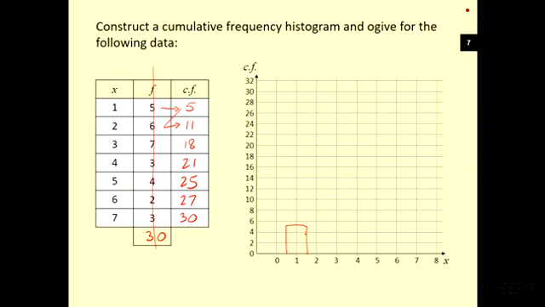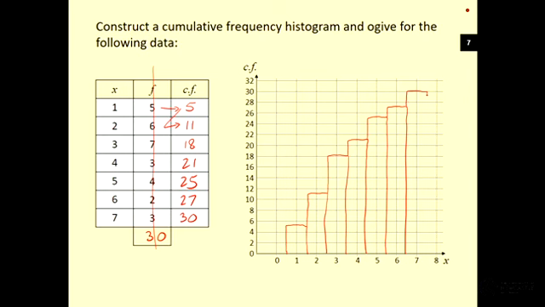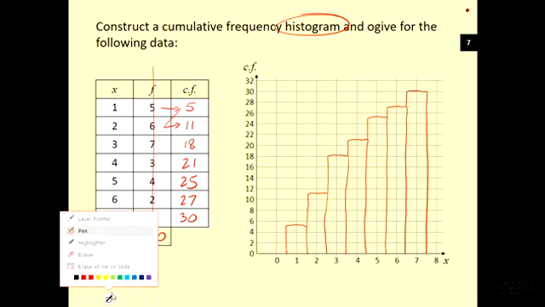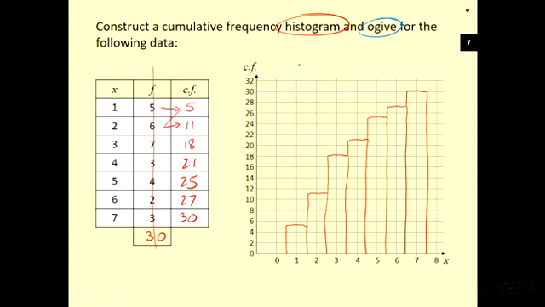for a score of 1, and then to a height of 11 for a score of 2, and then a height of 18, height of 21, 25, 27, and 30. So I'll state that was my histogram in red, and now if I change to blue pen, I'll do the ogive in blue pen, and the ogive is just connecting the corners.